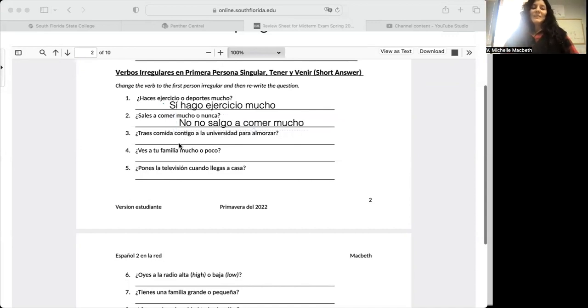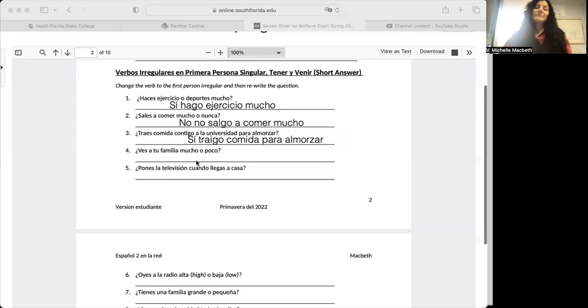Okay. So, ¿traes comida contigo a la universidad para almorzar? Do you bring food with you? But we want to put traes in the yo form. So maybe we would say sí. I'll just alternate the sí and the no. Sí, traigo comida. So yes, I bring food for lunch.